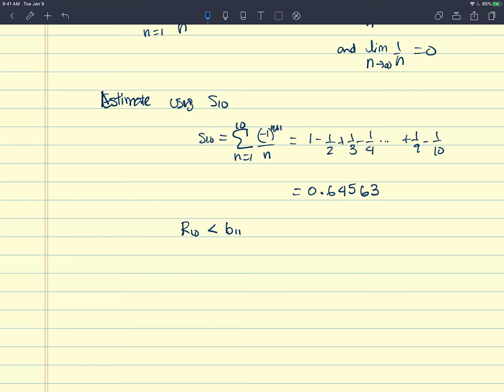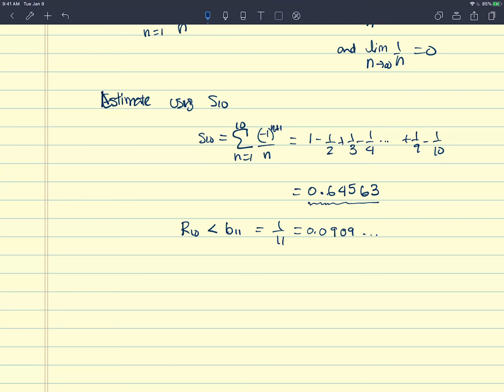Okay. But what we just talked about, now we know that the remainder is smaller than, very easy, the next term, which is 1/11. And as a decimal, 1/11 is 0.09090909. So now you have a good estimate of the sum. You know that this is approximately the sum, and we knew a lot.